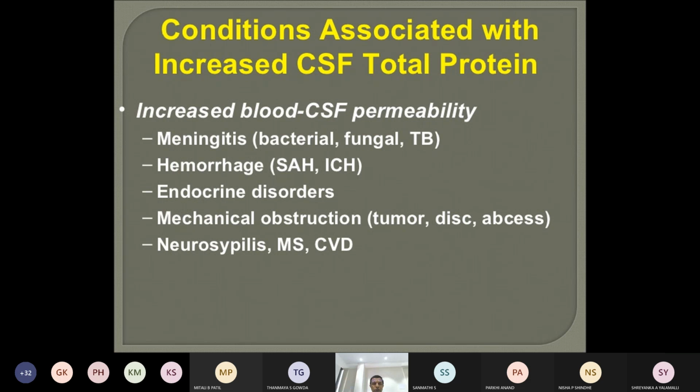Now, conditions associated with increased CSF total protein. This is very important. Total protein levels are increased with increased blood-CSF permeability, meningitis (bacterial, fungal, and tuberculosis), hemorrhages, endocrine disorders, mechanical obstructions, or neurosyphilis.